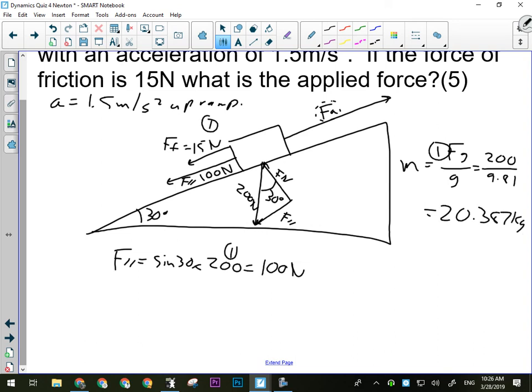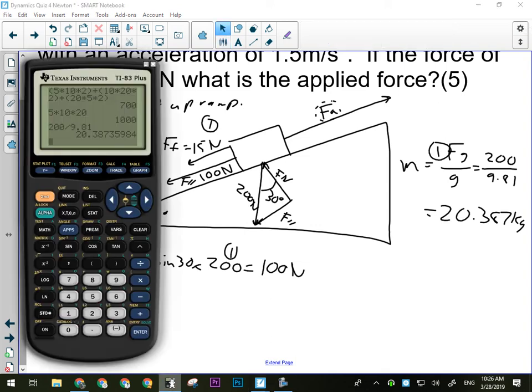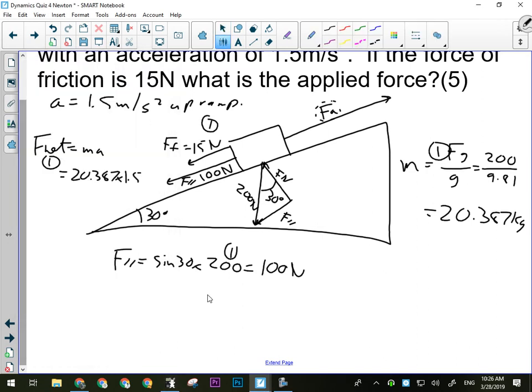Now I'm going to use that number to calculate my net force. So m times a. So I'll have 20.387 times 1.5. We'll give them a mark for that step as well. So my net force is 30.581 newtons.